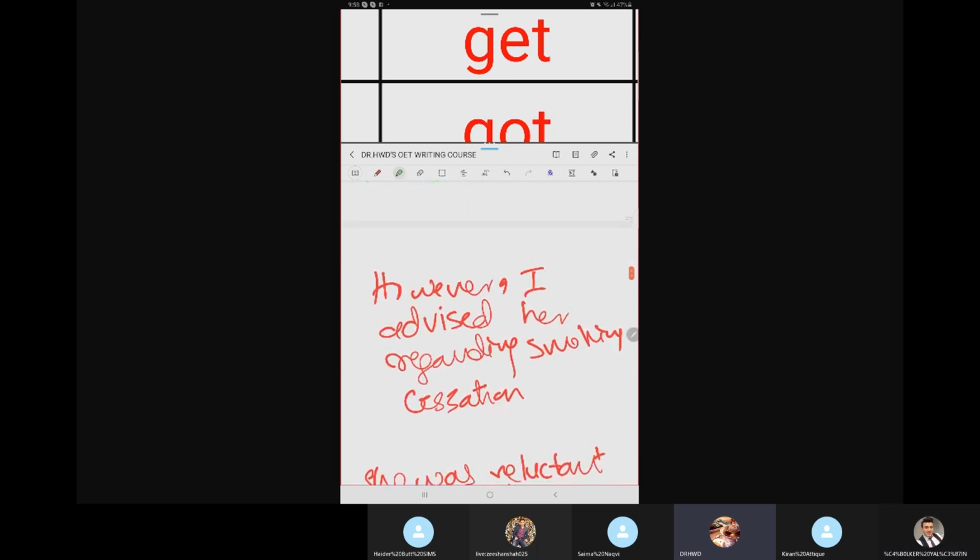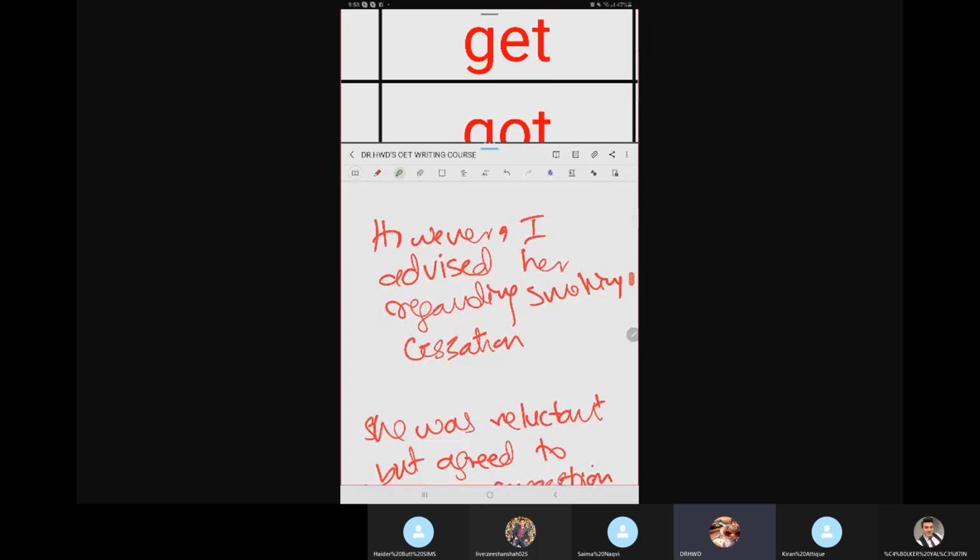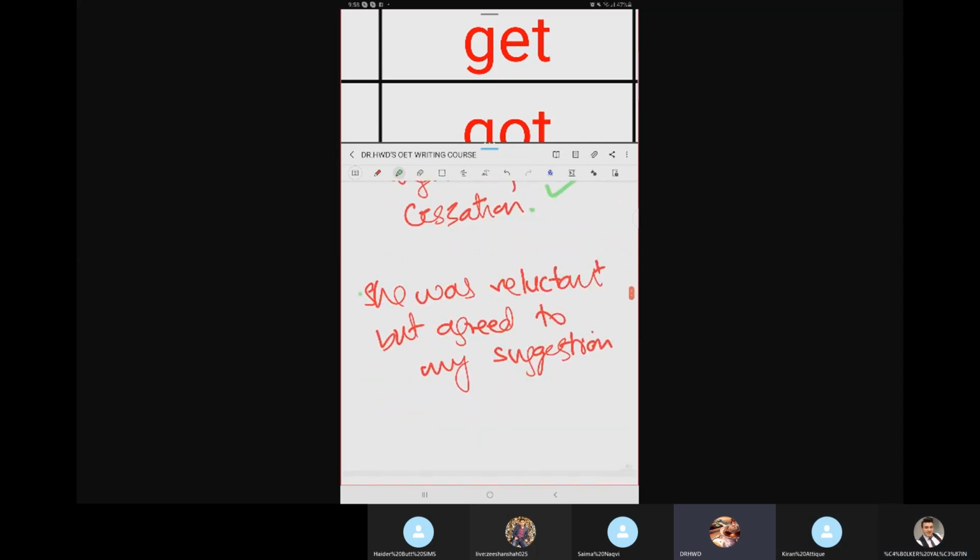Now moving to the next sentence. However, I advise her regarding smoking cessation. Is this correct? This is formal, informal? This is formal, I think. This is a correct sentence. Everybody agrees? Yes. Dr. Kiran, Dr. Saima, Dr. Mehta, Dr. Isha, Dr. Zishan. All right, the next one. She was reluctant but agreed to my suggestion.